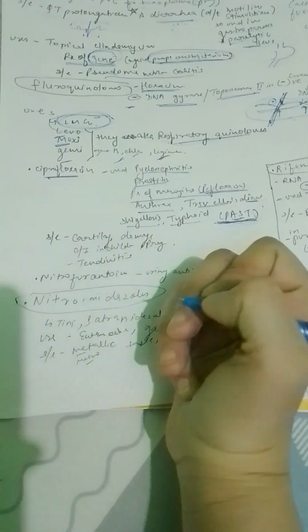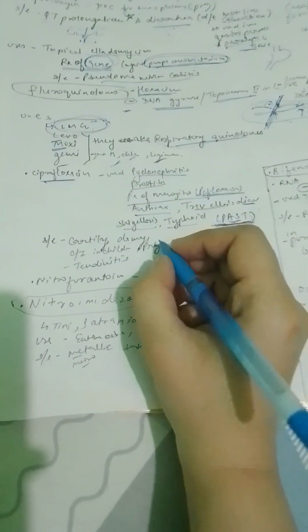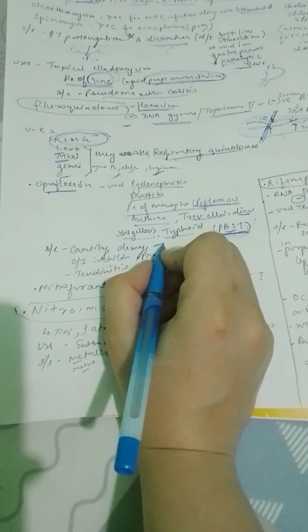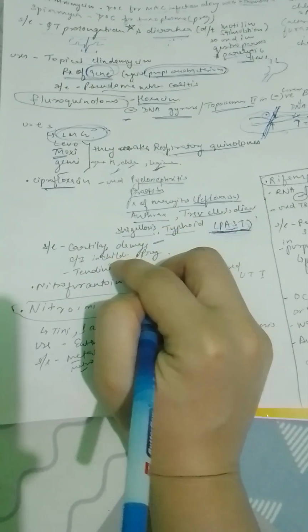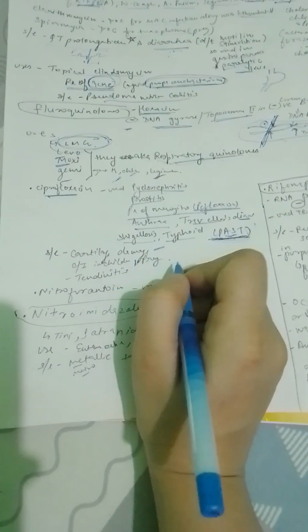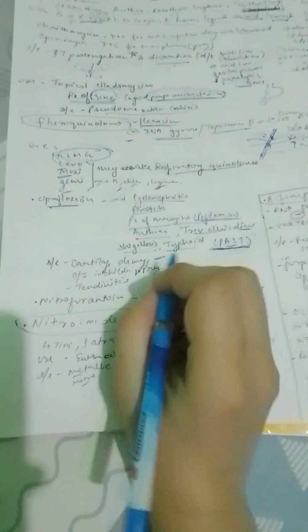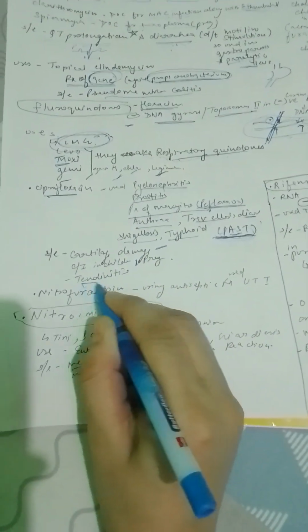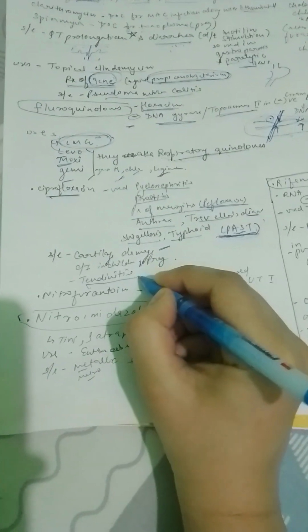Then what is the side effect? Basically the side effect of the fluoroquinolones is cartilage damage. It will damage the cartilage, hence it is contraindicated in children and in pregnancy also. And one more thing, it can lead to tendinitis, especially in old patients.